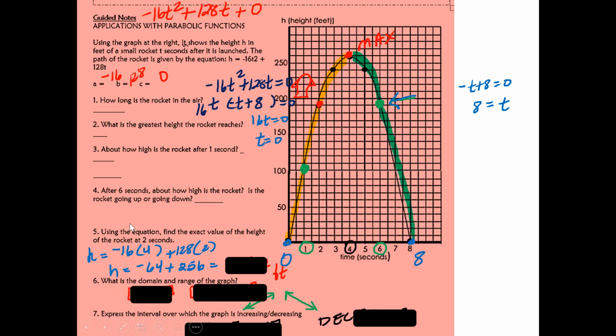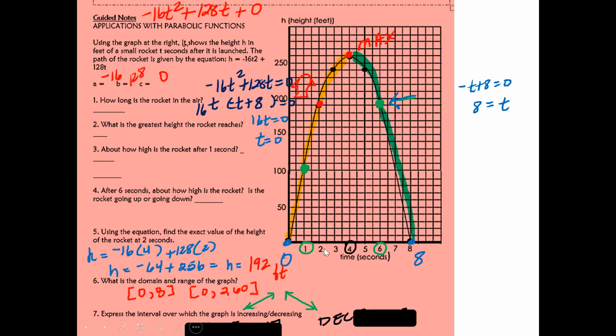2 times 2 is 4, plus 128 times 2 right here. So with your calculators, once you multiply them together, -64 plus 256 gives you 192 feet to be exact. The range and domain: domain means left to right. Starting from the left side going over to the right side, it is 0 to 8. Looking at the range of this graph, it's from 0 all the way up to the maximum of 260.